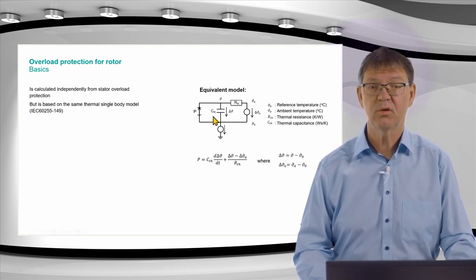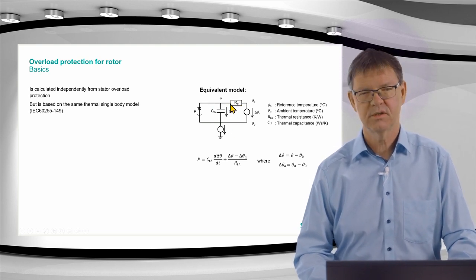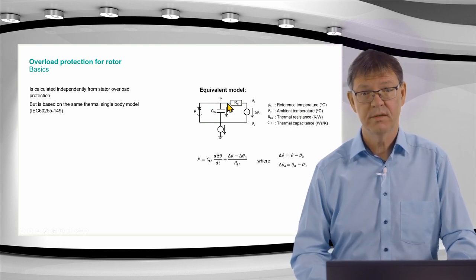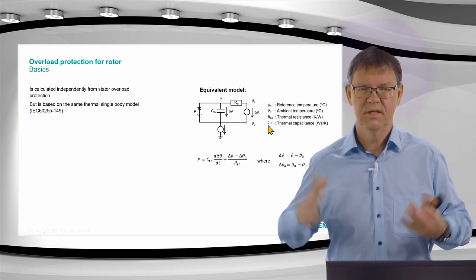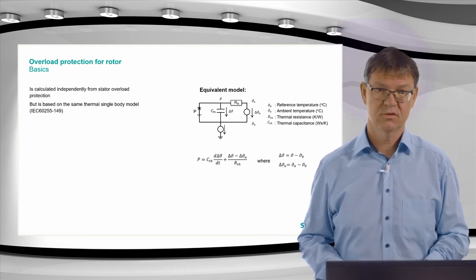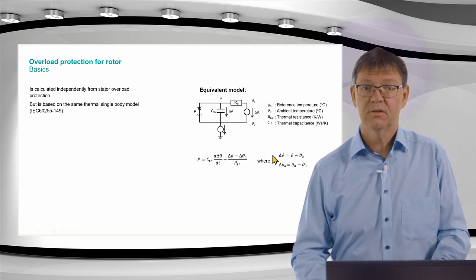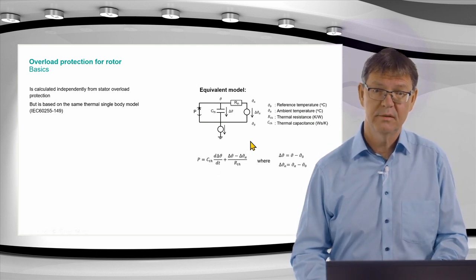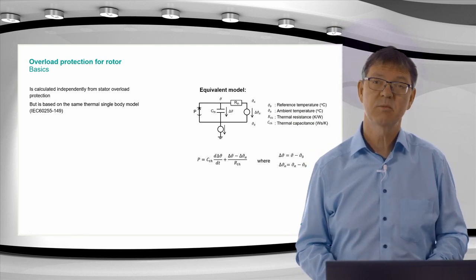It's a single body model. That means I have one capacitance here, and here's one resistor, thermal resistor, where the electric power goes away. This is the heat that goes out of the motor into the surrounding, into the ambience basically. Okay, I talked a little bit more about that model in the first tutorial, so if you're interested in more details then please have a look there.